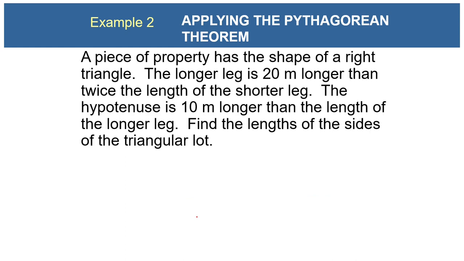Example 2. A piece of property has the shape of a right triangle. The longer leg is 20 meters longer than twice the length of the shorter leg. The hypotenuse is 10 meters longer than the length of the longer leg. Find the lengths of the sides of the triangular lot. The best approach to example 2 is to draw a picture and label the sides. So give that a try, draw a picture, and label the sides.